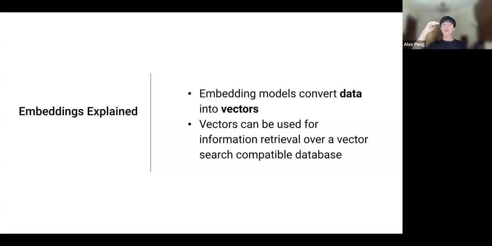That list of numbers, in the case that we're interested in, can be used for information retrieval over a vector search compatible database, a database that contains other vectors of information that we're interested in. Or it can also be passed into the LLM so that the LLM can actually understand what it is you're talking about, right? Because it doesn't understand language on the level of letters and words, but instead on the level of vectors, right? So let's talk a little bit more about this information retrieval piece, right?